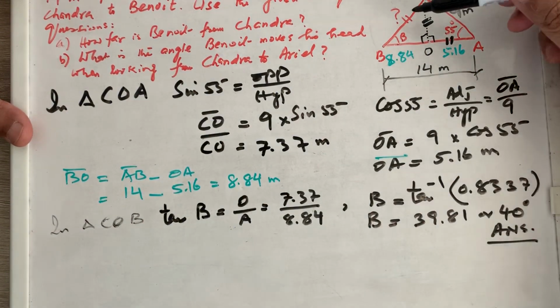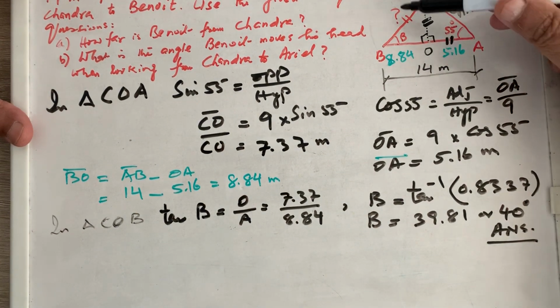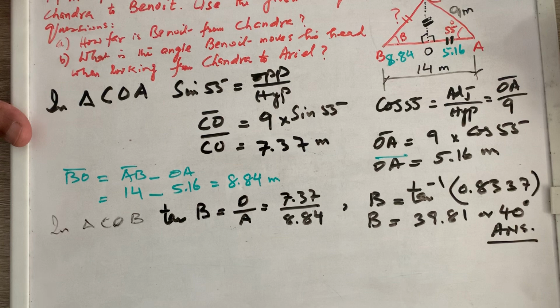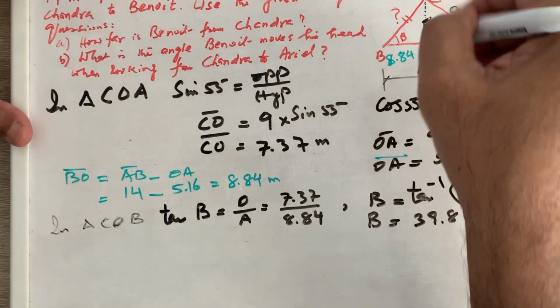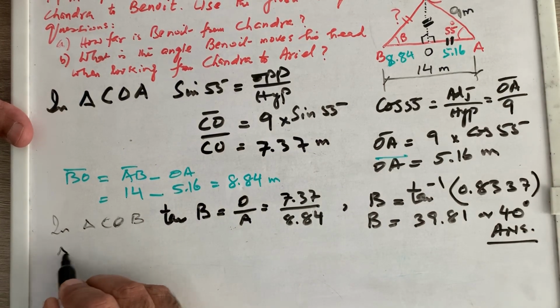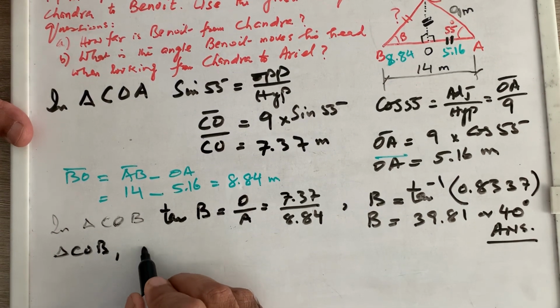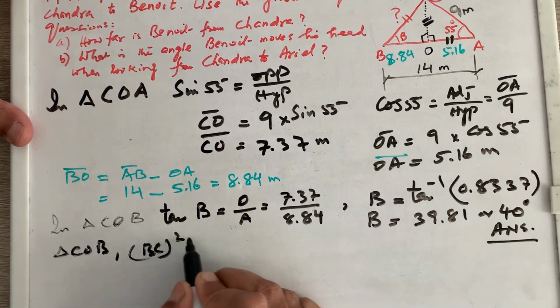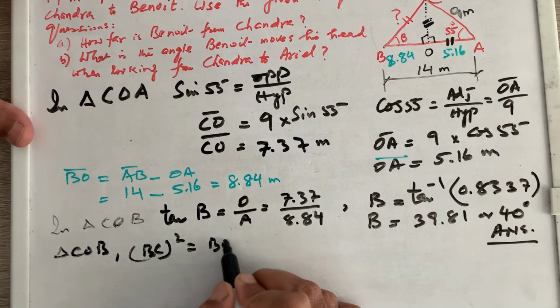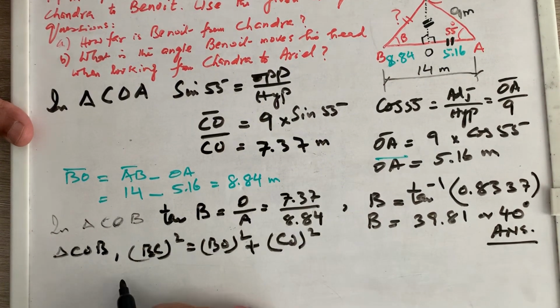And how far is Benoit from Chandra? So we can find out this thing using another trigonometric ratio with this and this. What trigonometric ratio can we use? Or we can use Pythagorean theorem, because this is the right angle triangle, right? So in triangle COB, we can use BC square is equals to BO square plus CO square, right?